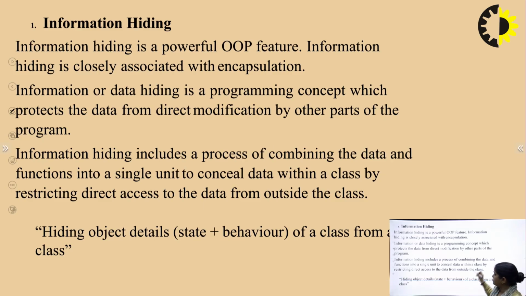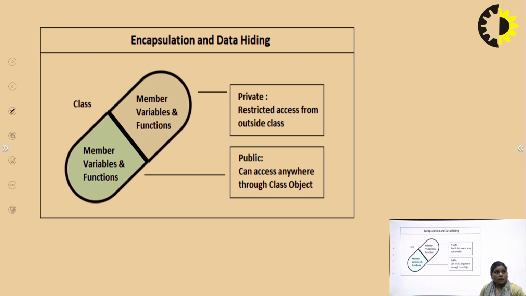It includes the process of combining the data and the functions into a single unit to conceal the data within a class by restricting the direct access to the data from outside the class. So hiding object details means the state plus behavior of that particular class from another class. Here we see encapsulation: by using the private access modifier, we restrict access from outside the class, and by using public we can access it anywhere throughout the class object.